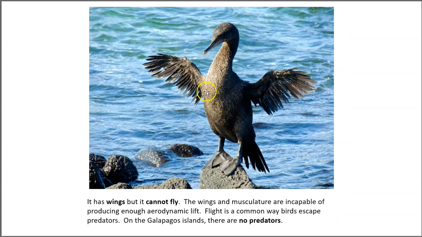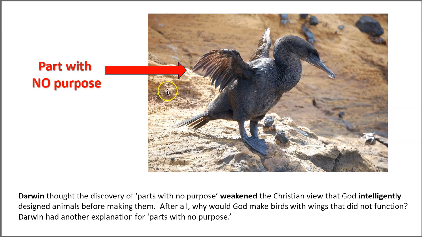Now the bird has wings, but it cannot fly. So the wings and musculature are incapable of producing enough aerodynamic lift. Of course, flight is a common way birds escape predators. Interestingly, on the Galapagos Islands, there are no predators. And we'll return to that observation a little later. So we seem to have then a part with no purpose. Now, why would God make this bird with wings that didn't work?